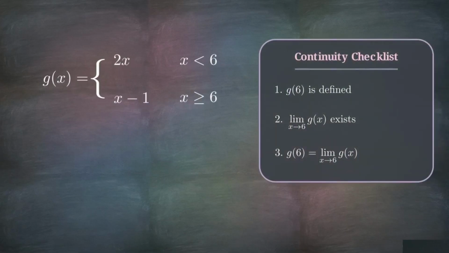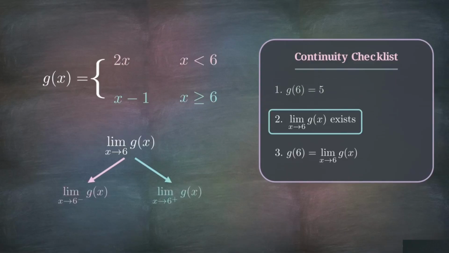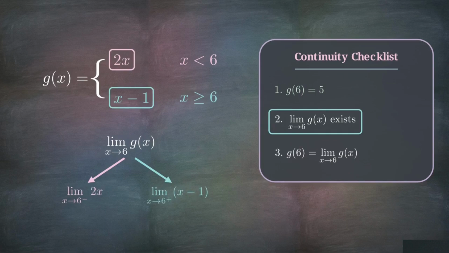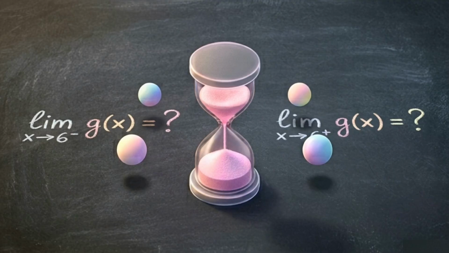Testing the boundary at x equals 6 changes the process. For check 1, we use the bottom equation due to the inclusive inequality, giving us 5. For check 2, because the algebraic rule switches here, we must calculate the left and right-sided limits separately. Pause the video and calculate these two one-sided limits using the piecewise rules provided.